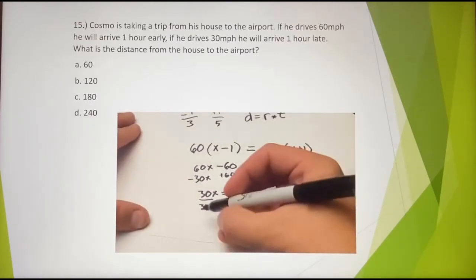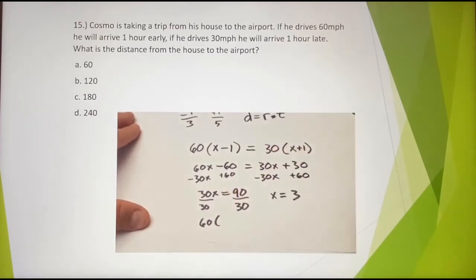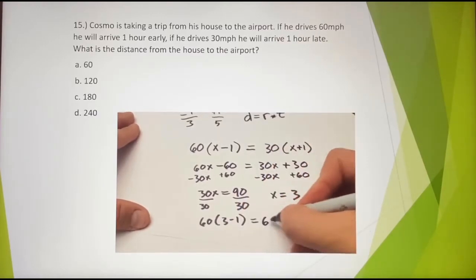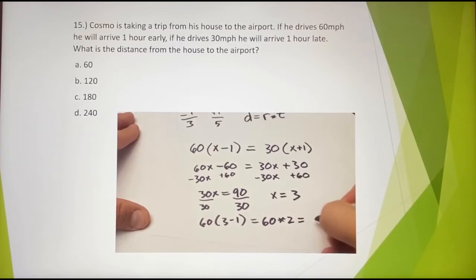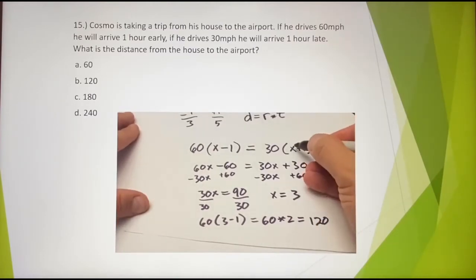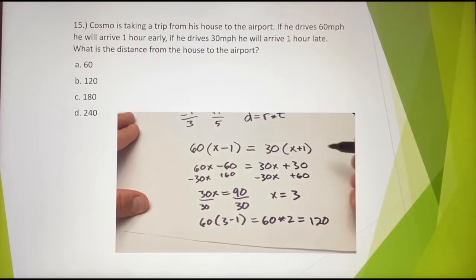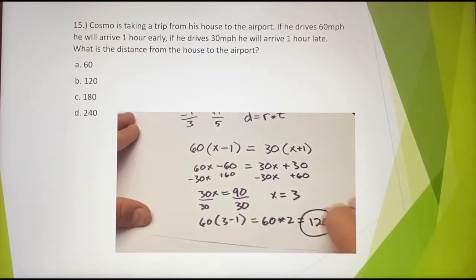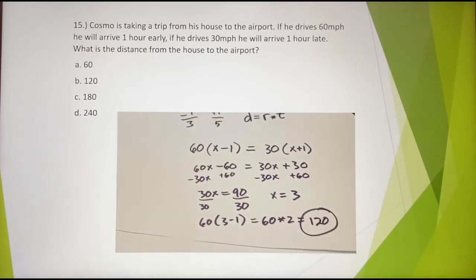So what I'm going to do is say, okay, well, 60 times 3 minus 1, which is 2, gives me 120. And just to be sure, if I plugged it in here, 3 plus 1 is 4, 30 times 4 is also 120. So 120 miles is how far away he lives from the airport.